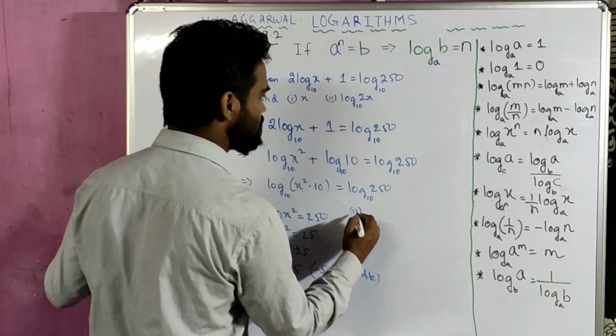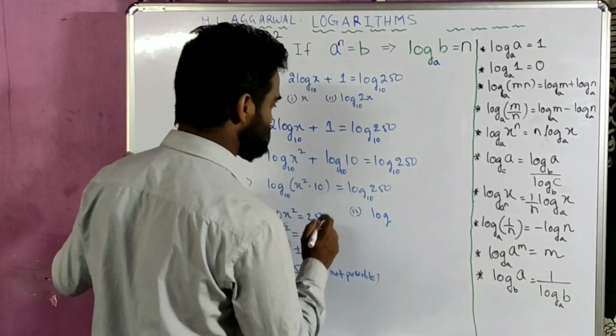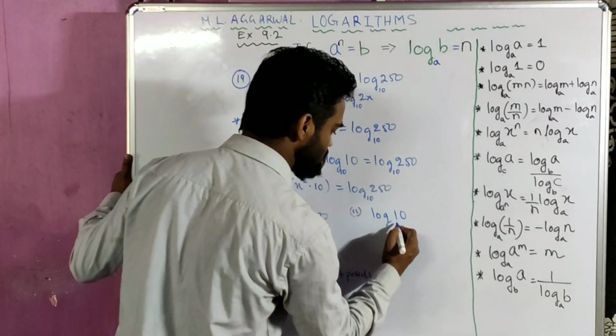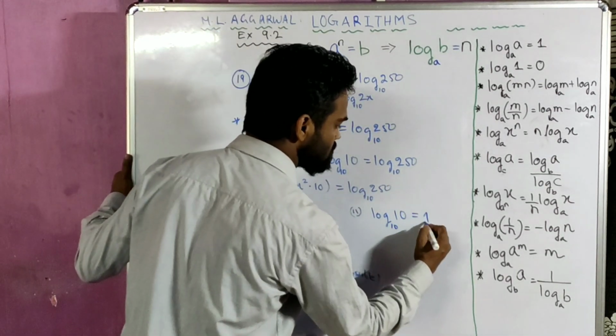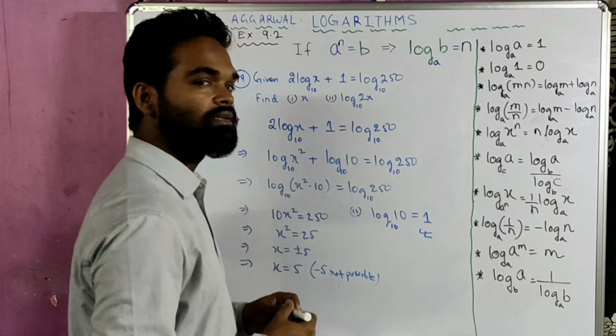Now the second part, they've asked for log 2x. So we know the value of x. X is 5. So log 2x will be log 10, and log 10 is nothing but 1. Clear? Now we look at the next sum.